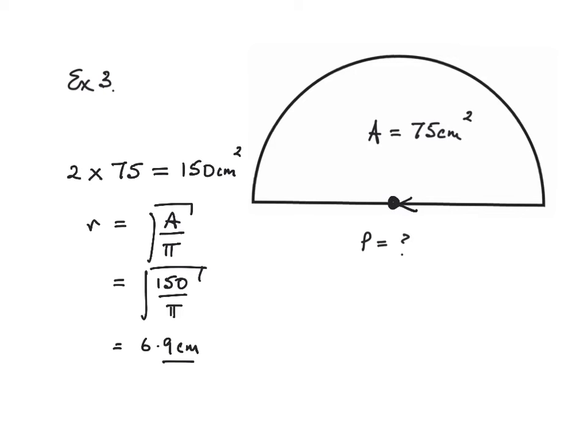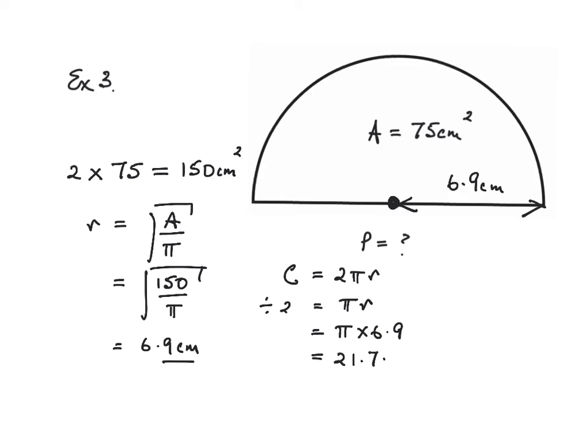So here is the centre of the semicircle. That means that this distance here, which is the radius of the semicircle, is 6.9 centimeters. Now, circumference of a circle is 2 pi r, but we only have a semicircle, so I'm going to divide that by 2, and that gives me pi r. That's pi times 6.9, which is 21.7 centimeters.